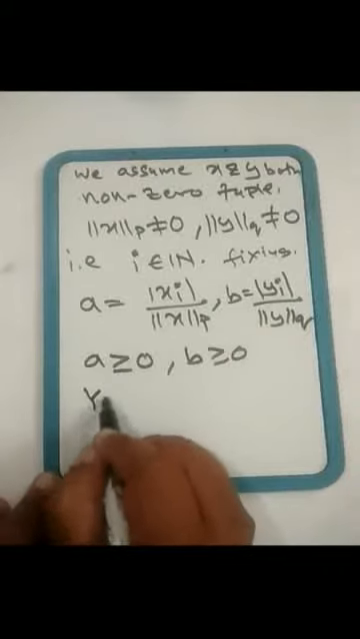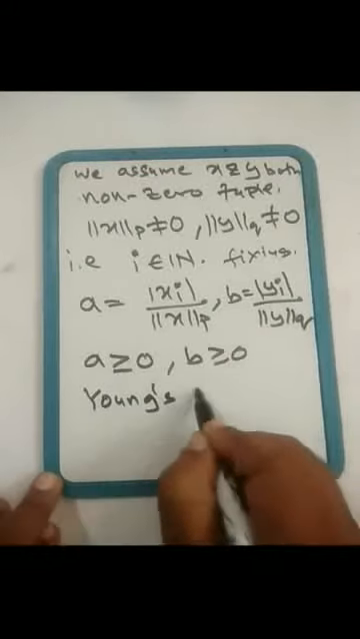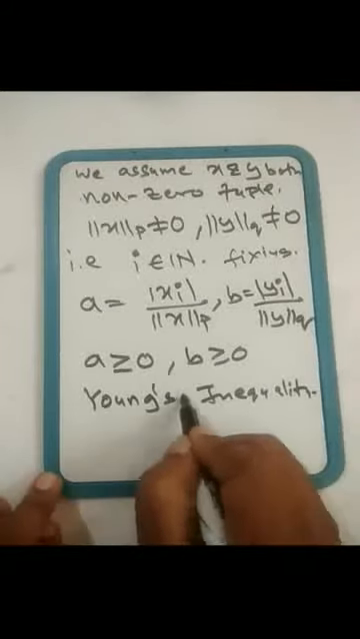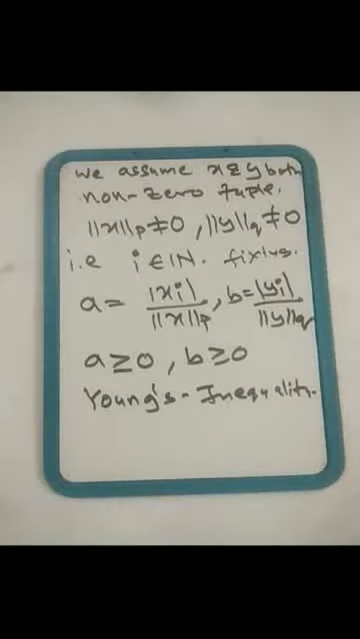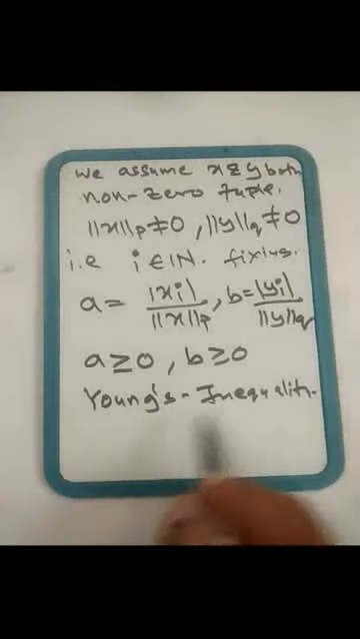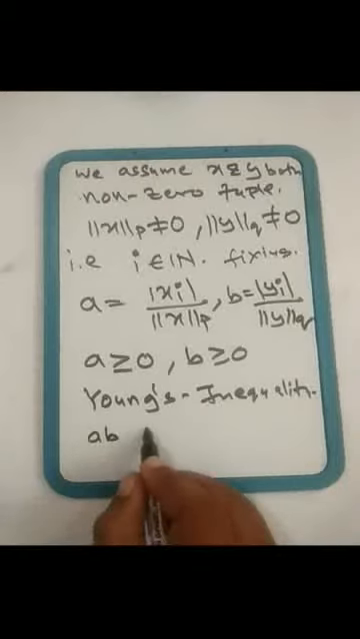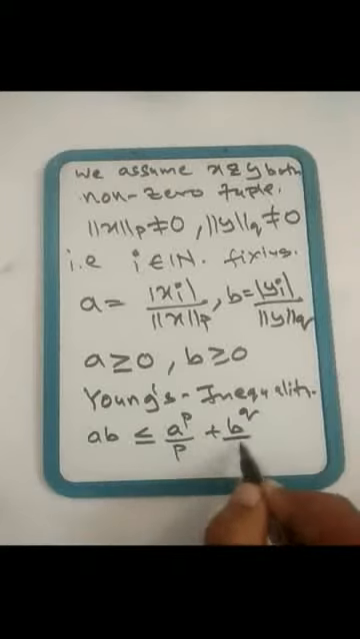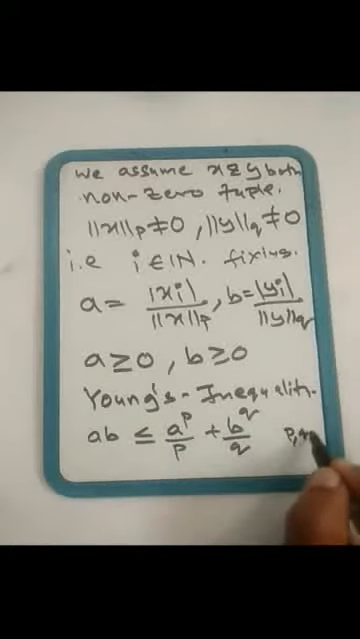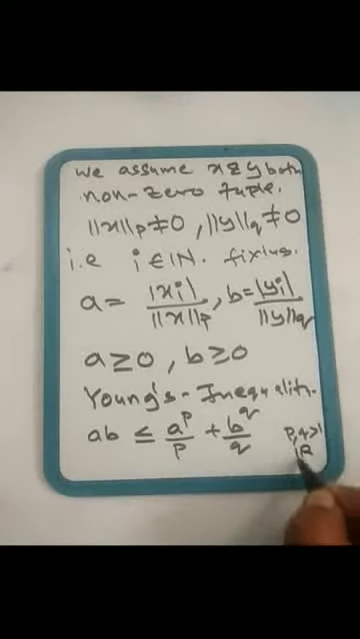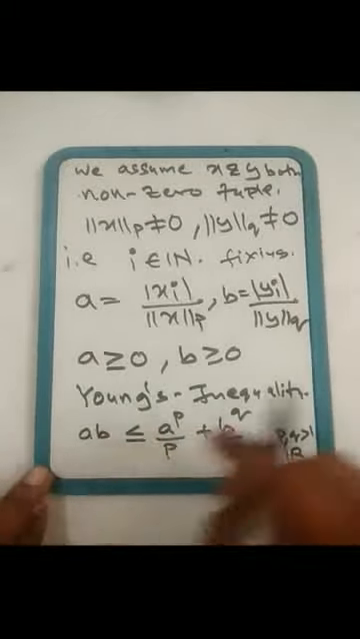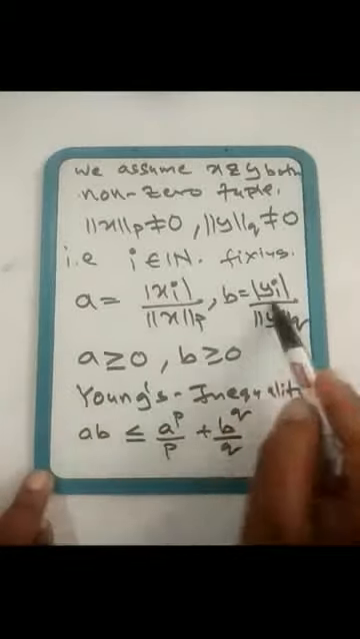So we can apply now Young's inequality. If you apply Young's inequality, AB is less than or equal to A raised to p upon p plus B raised to q upon q, where p and q are greater than 1 and belong to real numbers. Okay. Now if you have this thing, so let's try to substitute these values, A of this, B and this in this thing.